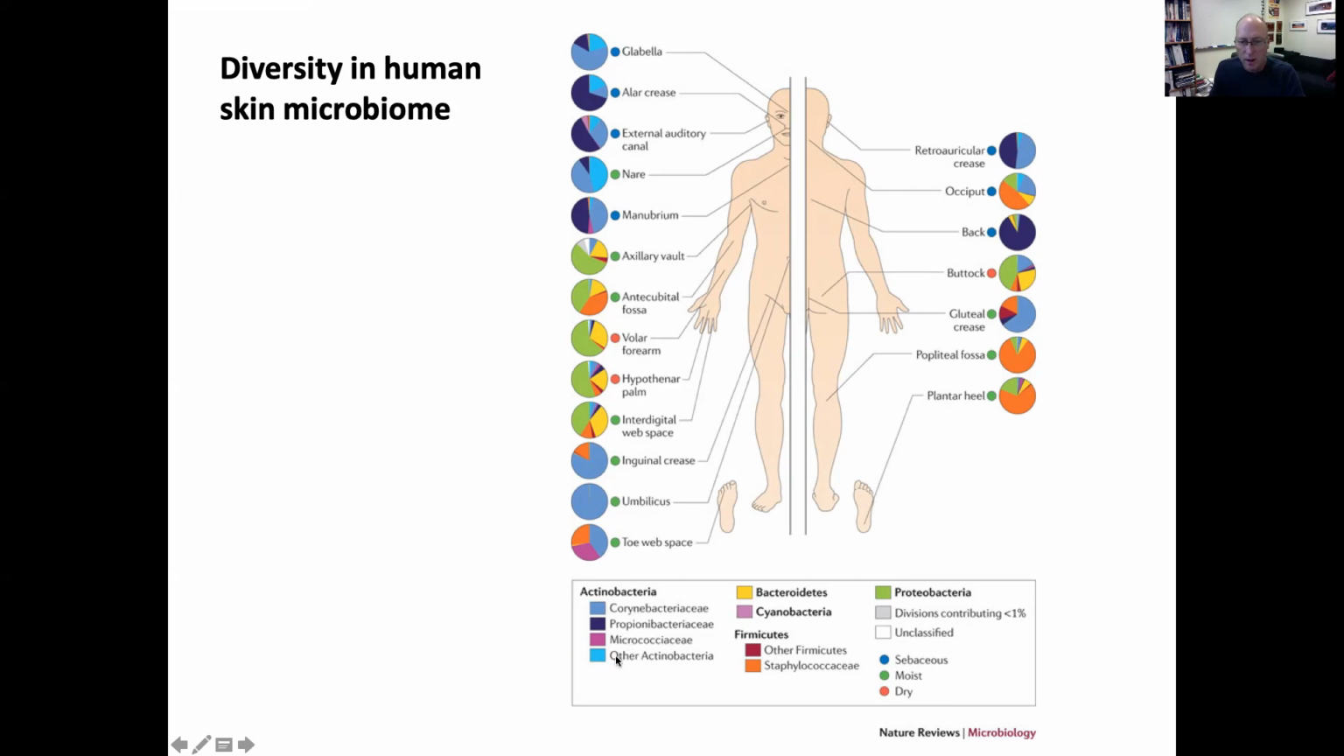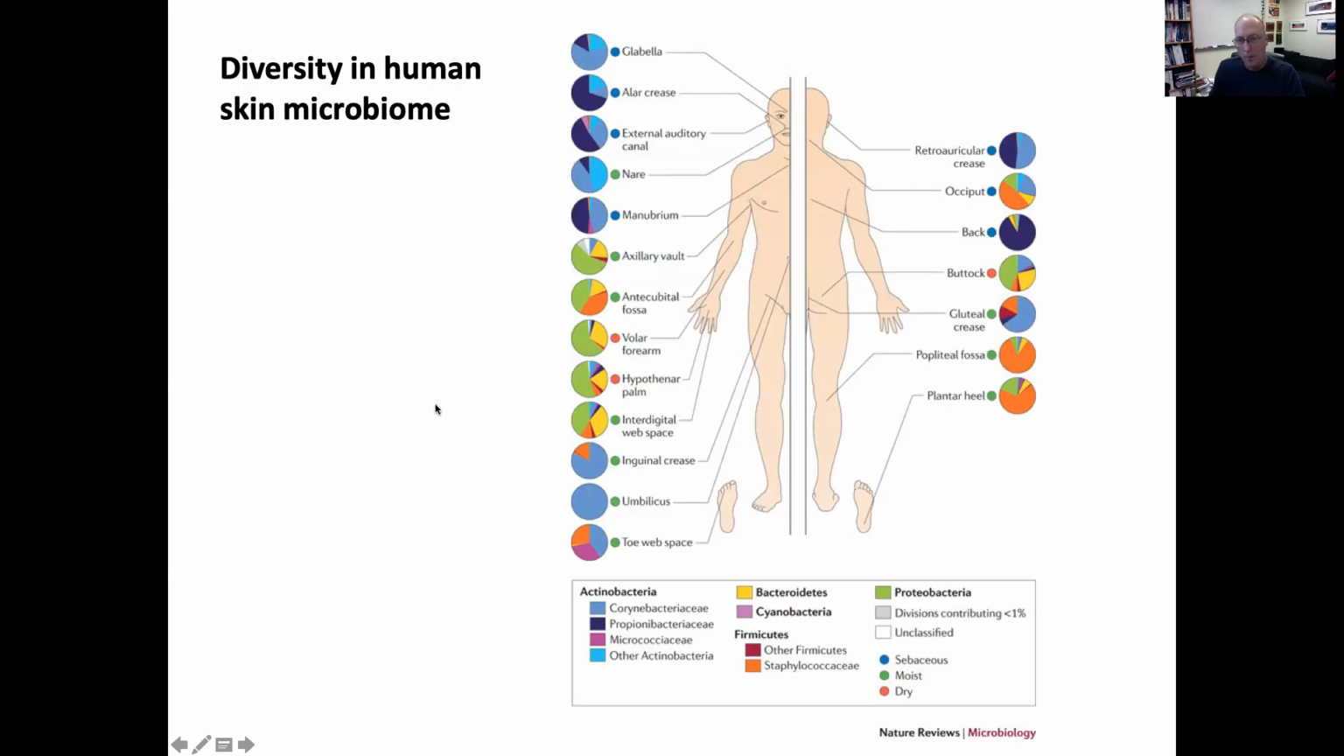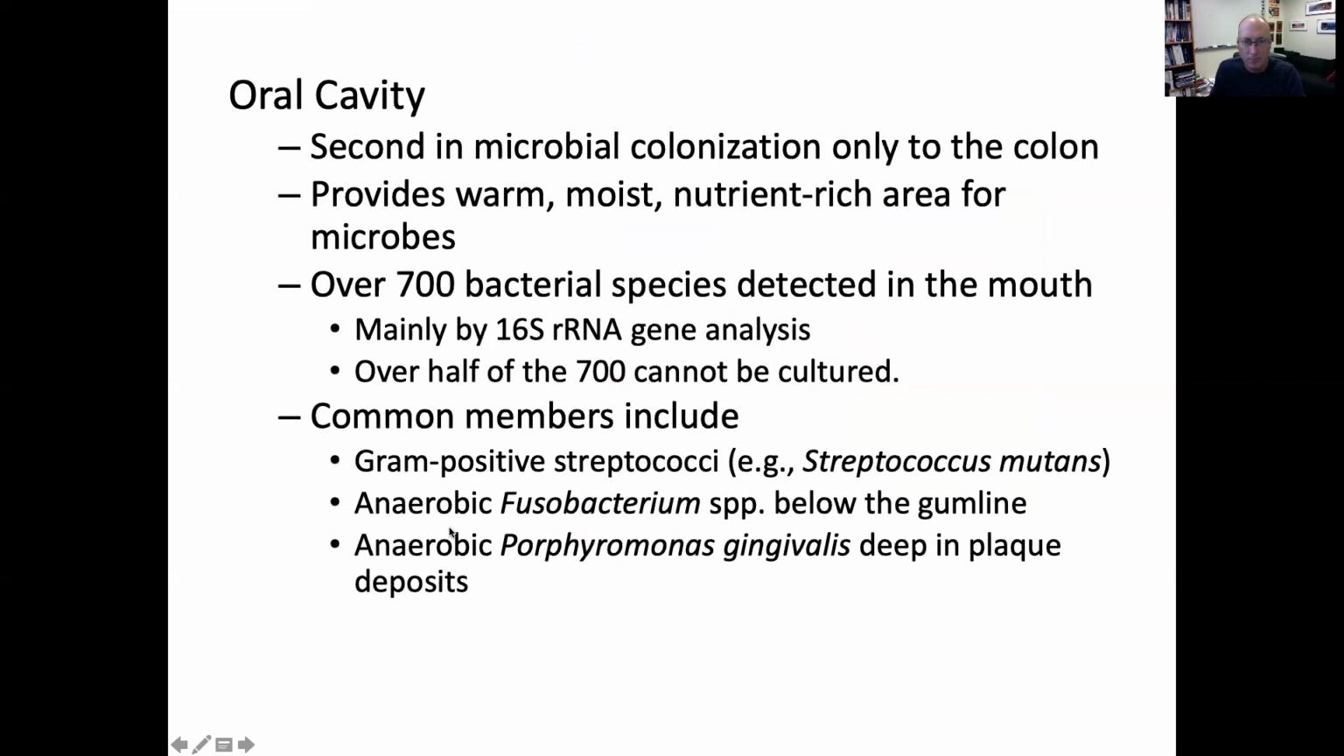The actinobacteria are gram-positives. These bacteria are gram-negatives. The firmicutes are also gram-positives. And so again, different groups of bacteria depending on where you are on the body. I should also point out, as it wouldn't surprise you, that the amount of bacteria and the composition of the bacteria also depends on things like hygiene and climate and the clothes that people wear. So those can all definitely affect the skin microbiome.